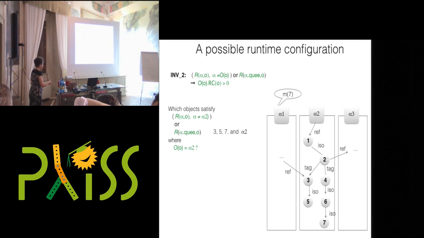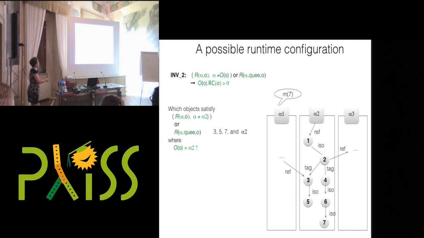So the answer is the objects 3 and 5, because this actor has got a path that would allow him to go and access 3 and access 5 as well. And 7 is also of interest because there is this message that is awaiting to be received by alpha 1. So alpha 1 will be reading 7 at some point, or could be reading 7 at some point in the future.